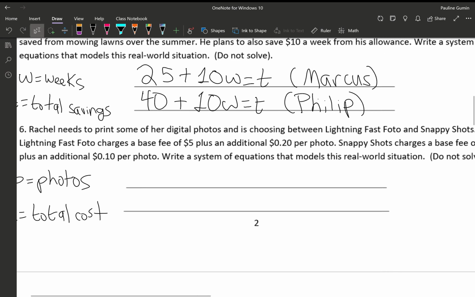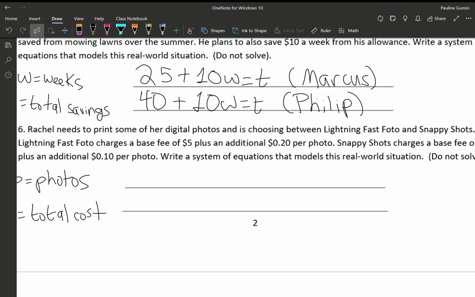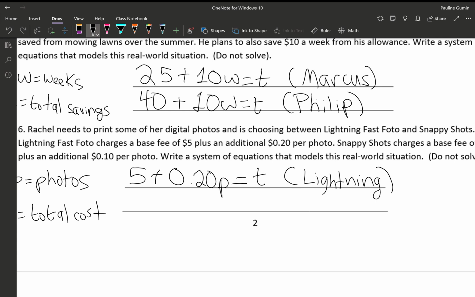All right, let's write Lightning Fast Photo first. For Lightning Fast, we have to pay $5 no matter what, and then an additional 20 cents per photo. And that'll give us our total. So that's going to be Lightning. Let's check out Snappy Shots. Snappy Shots charges a $7 flat fee, so you have to pay it. And after that, 10 cents per photo.